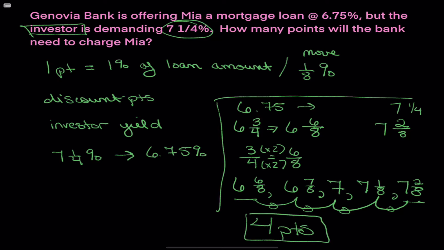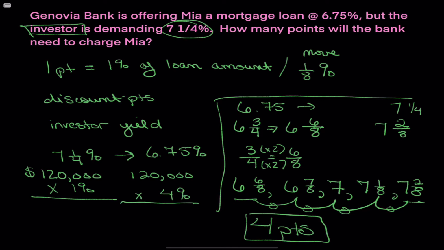As a bonus, let's talk about what if the problem was asking us how much the 4 points would cost. Well, if the loan was for, let's just say, $120,000, to figure out how much 1 point would cost, we would multiply it times 1%. To know what 4 points would cost, we would multiply it by 4%, because every point is going to cost 1% of the loan amount.